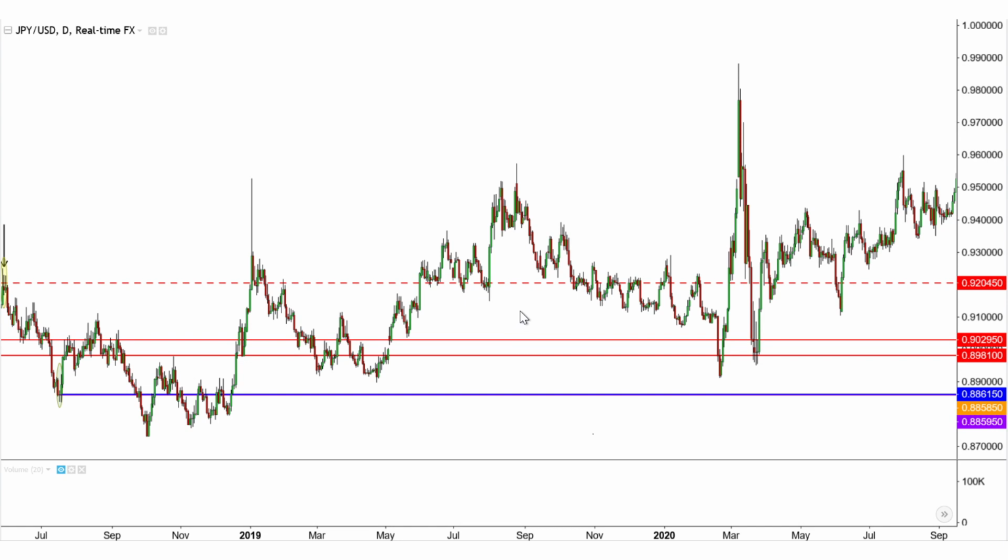Similar to previous examples, the levels of significance marked out in the past continue to have influence in the market even years later.